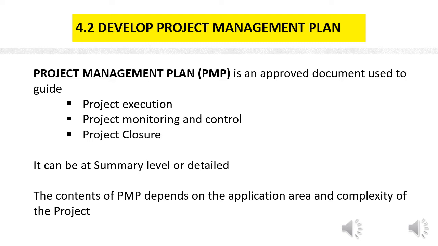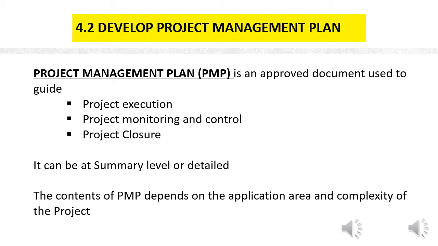A project management plan typically defines how the project is to be executed, how the project should be monitored, how the project should be controlled, and how the project should be closed. It contains various information and the plan for successful execution of the project. The content varies based on the project type, the complexity of the project, and the domain in which it is applied.